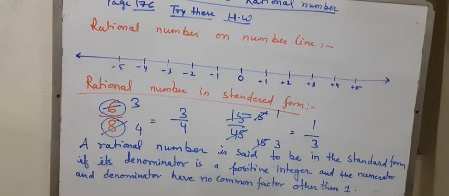A rational number is said to be in standard form if its denominator is a positive integer and the numerator and denominator have no common factor other than 1.